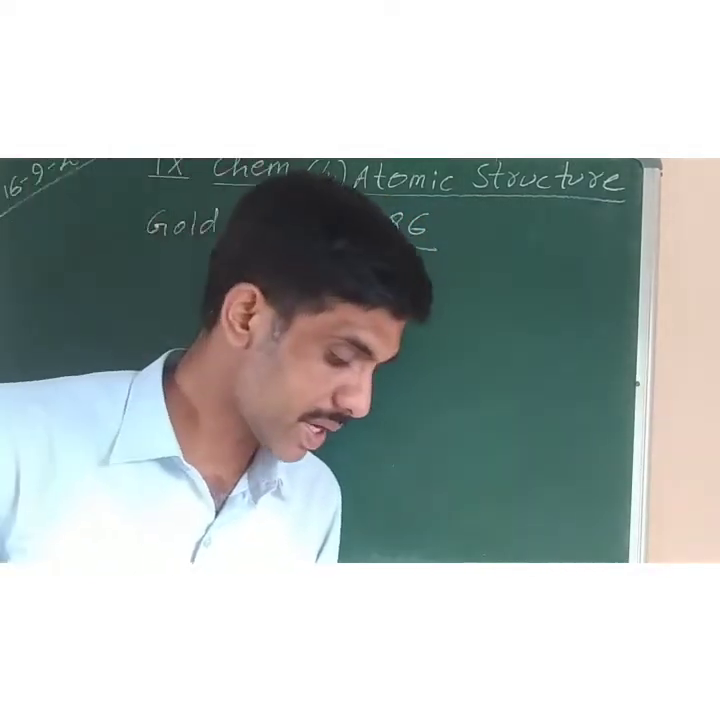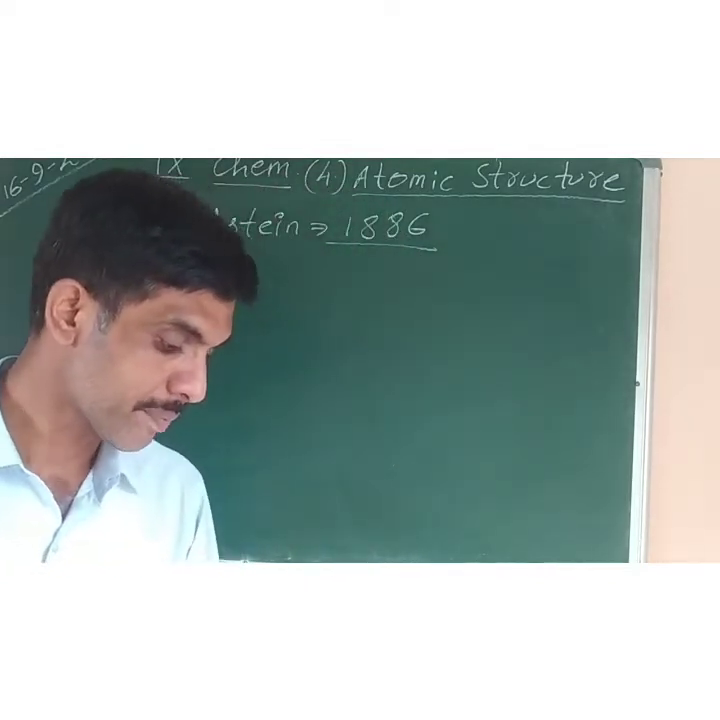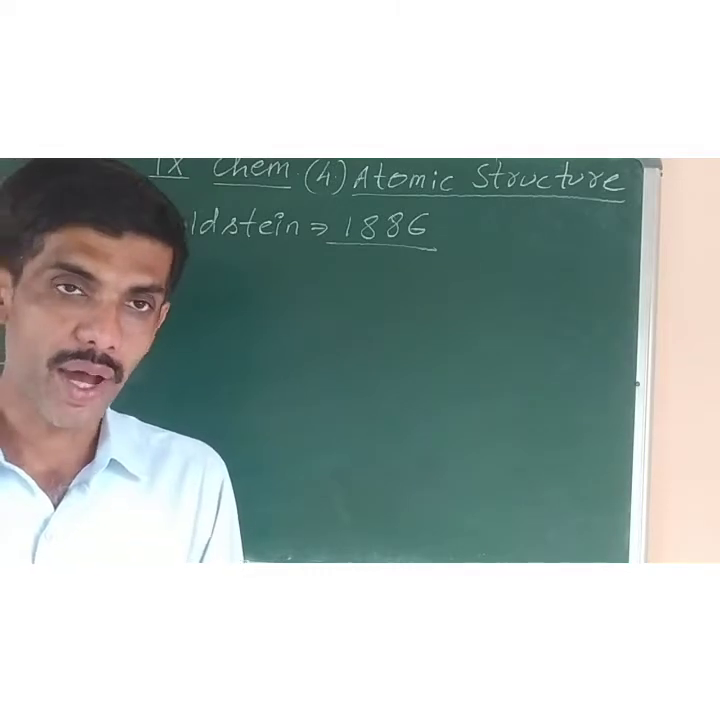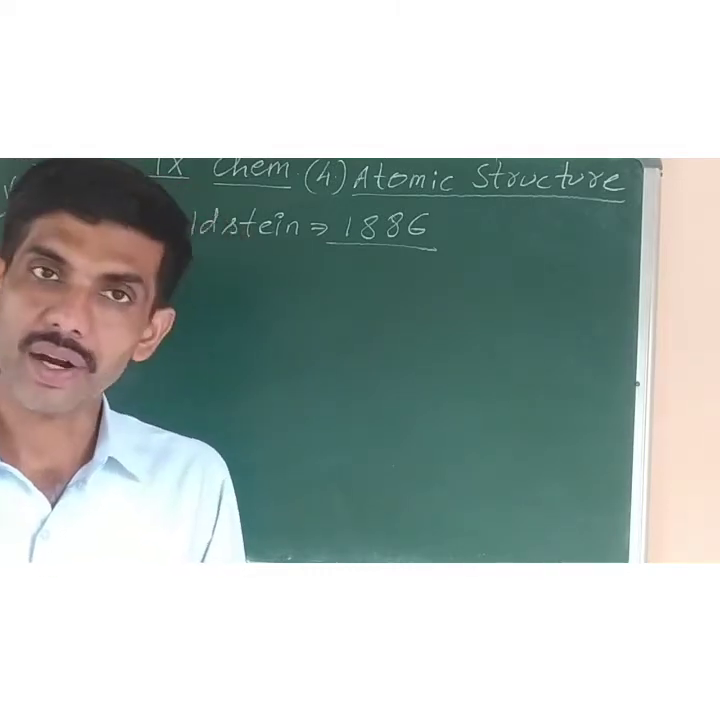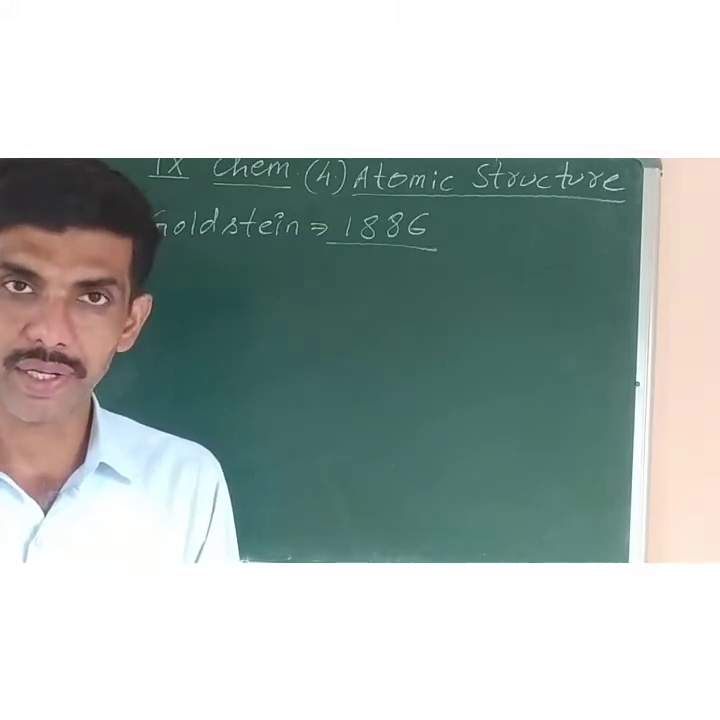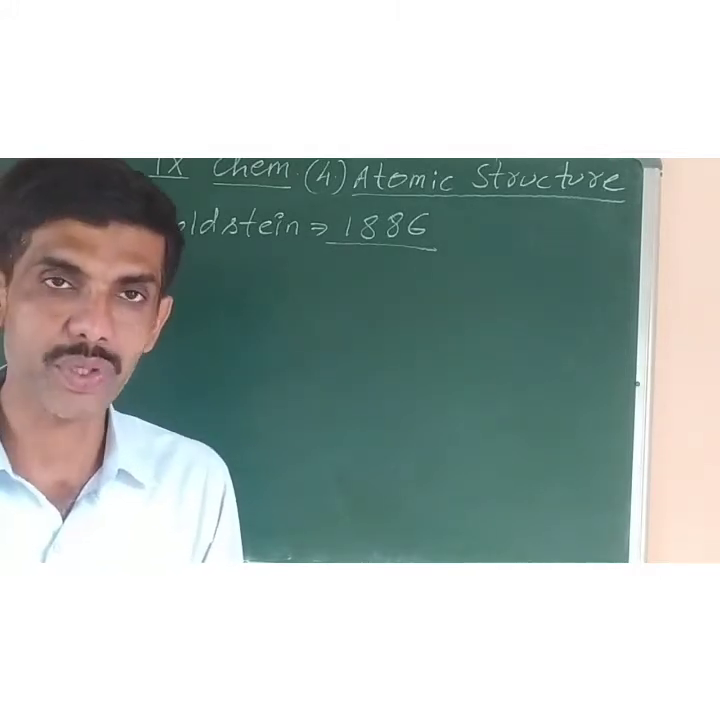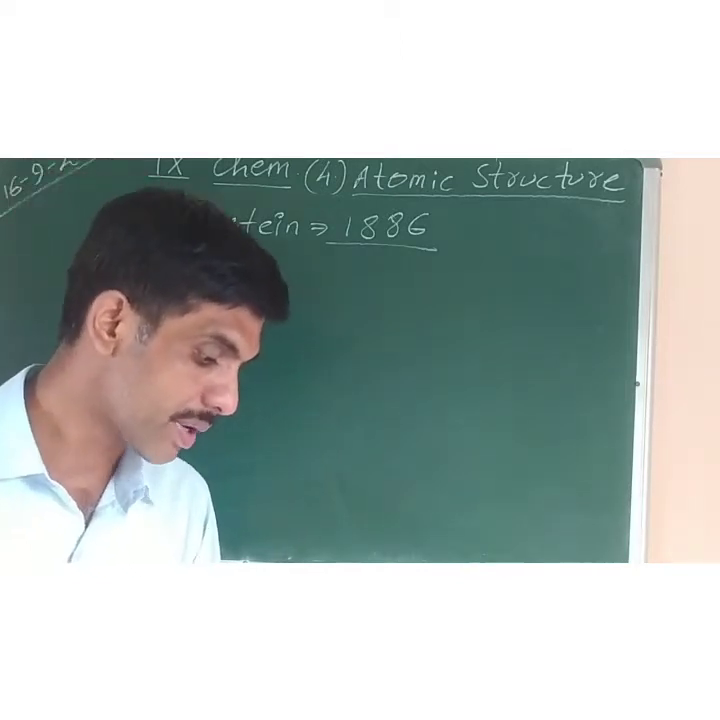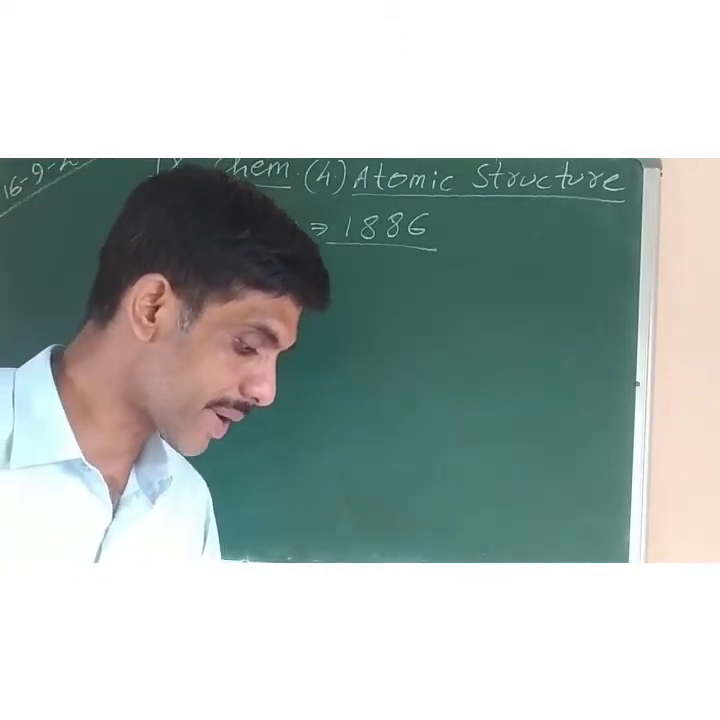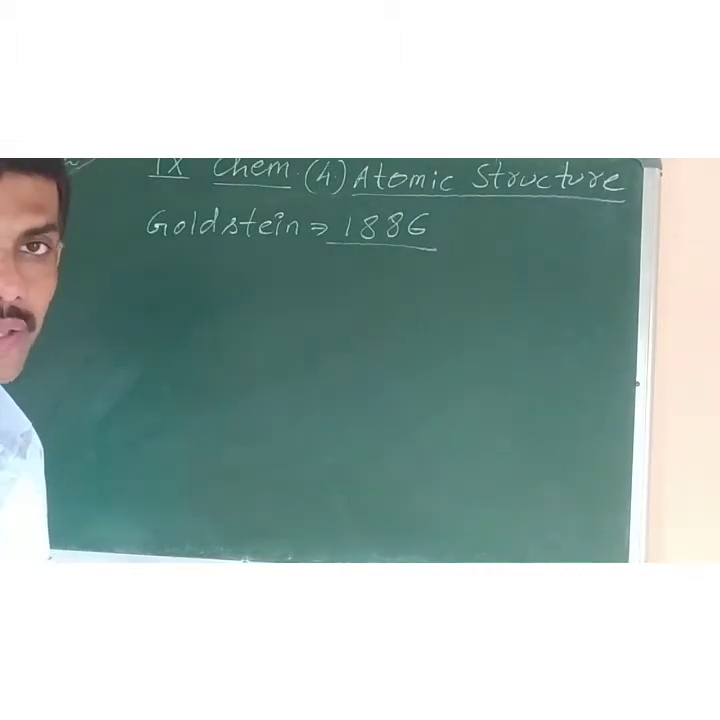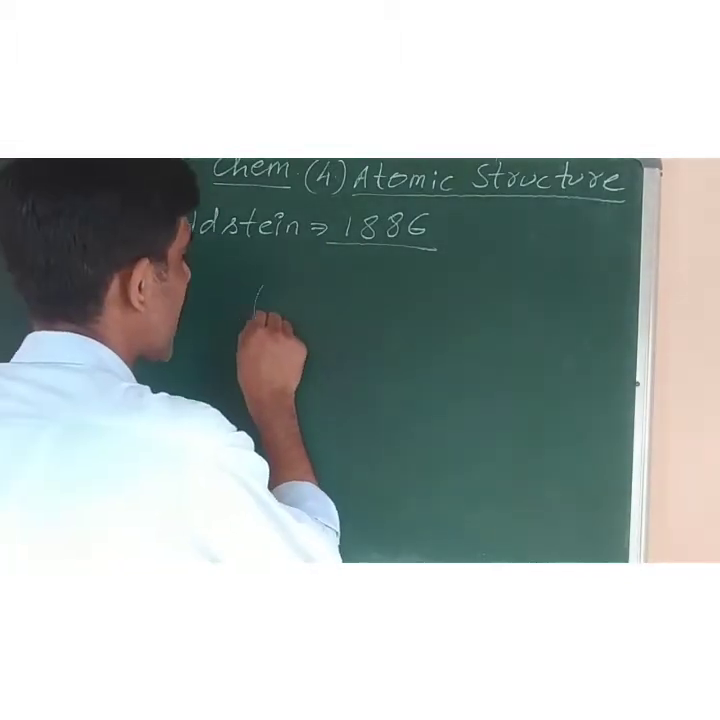In the year 1886, Goldstein noticed that when a perforated cathode, that is, one bearing pores, was used in a discharge tube instead of the normal cathode, then he found that another set of rays were traveling in a direction opposite to that of the cathode rays. So here the discharge tube is there.